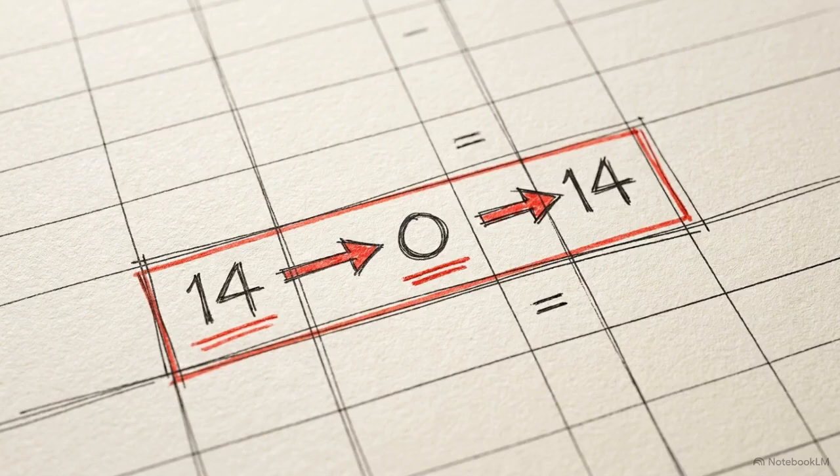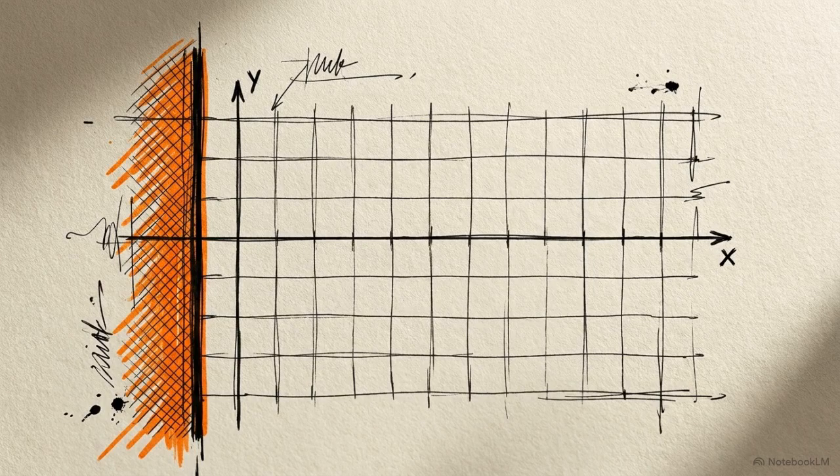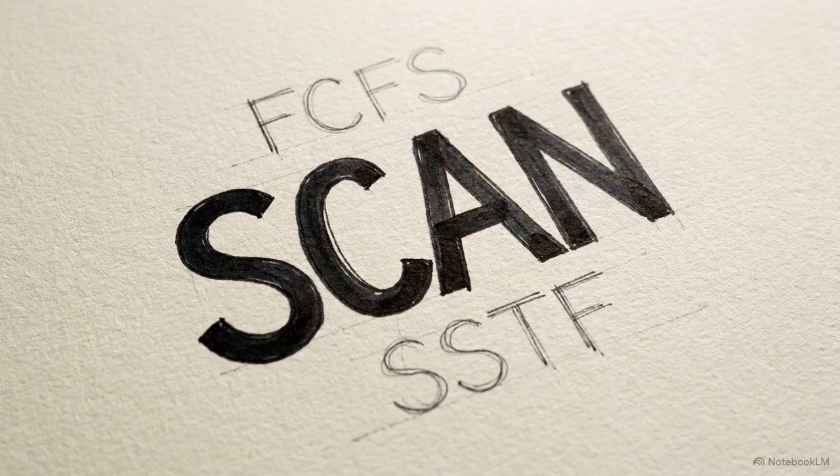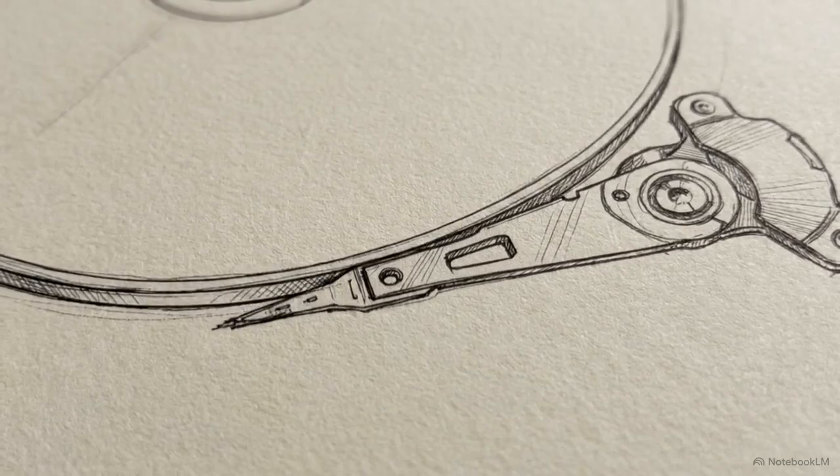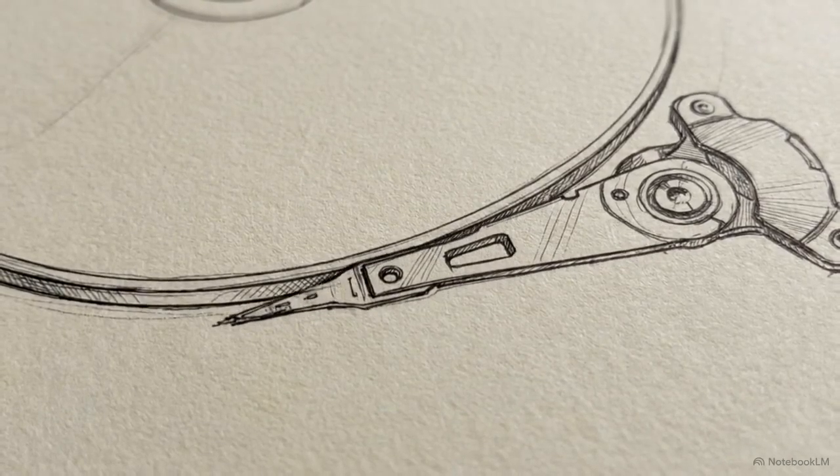This forced journey requires covering the distance from 14 to 0, adding another 14 cylinders to our cumulative mathematical table. Strict adherence to the edge boundary, regardless of where the data actually lies, is the defining characteristic that separates SCAN from other optimized scheduling models. Hitting that 0 boundary acts as the crucial trigger mechanism for the system. The algorithm now reverses direction.